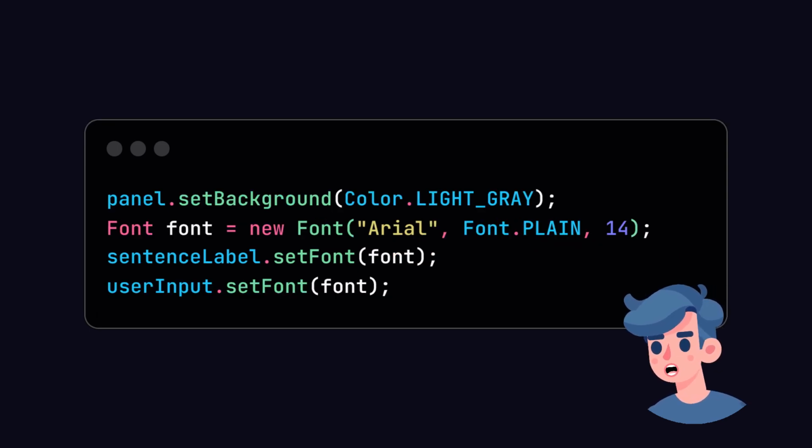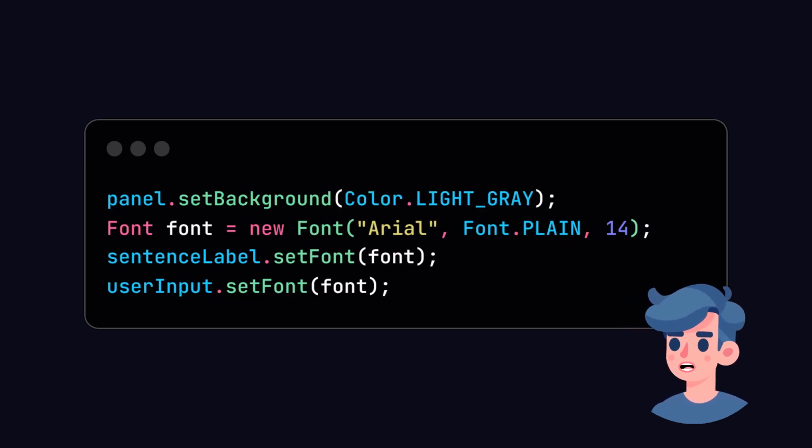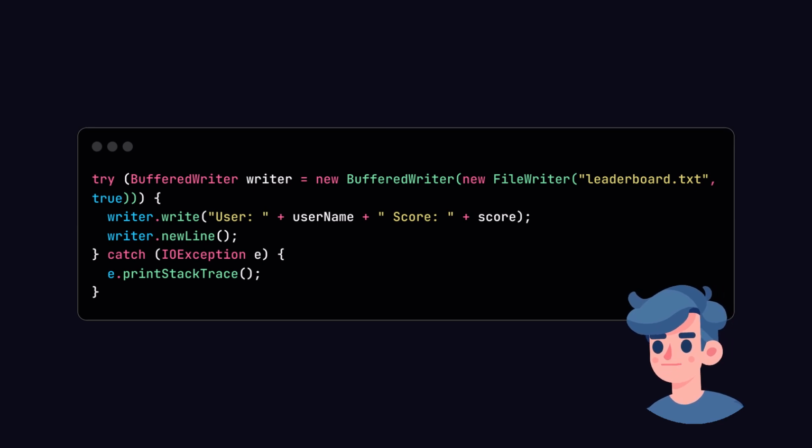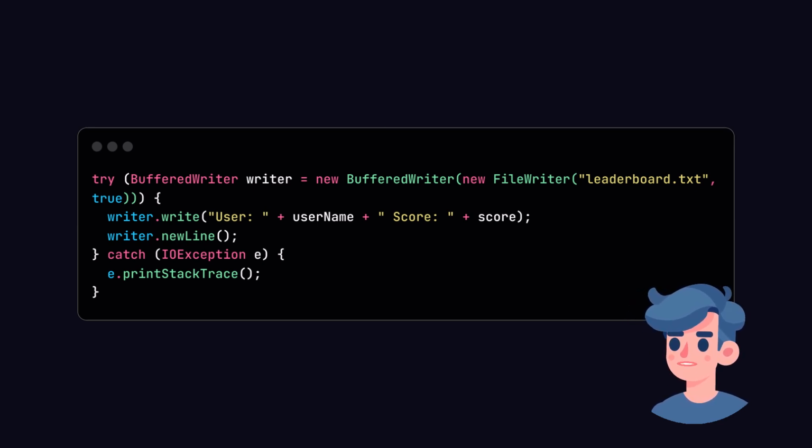You may also want to improve the user interface with some aesthetic choices like setting a background color and font styles for your labels and input. Another enhancement could include a timer for each phrase to make the game more challenging. You can use a timer class in Swing to create a countdown. Incorporating a leaderboard can also add competitive spirit into your application. You may store user scores in a simple text file to keep track of their performance over different sessions.